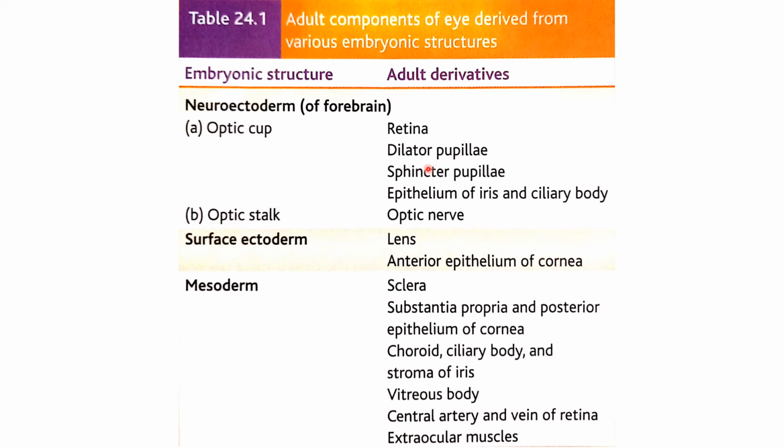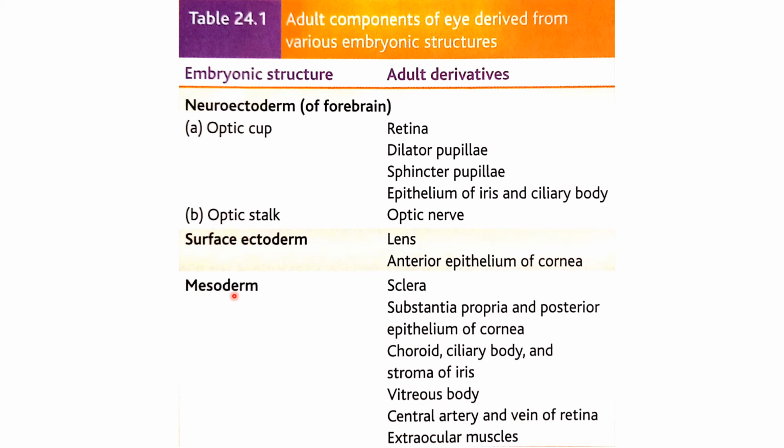I repeat, the dilator and sphincter pupillae musculature of the iris. It also gives rise to the epithelium of the iris and ciliary body. The optic stalk will give rise to the optic nerve. The surface ectoderm forms the lens vesicle, which later forms the lens. It also helps in the formation of the anterior epithelium of the cornea.